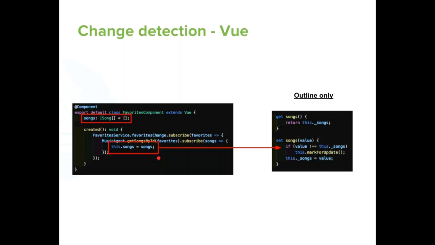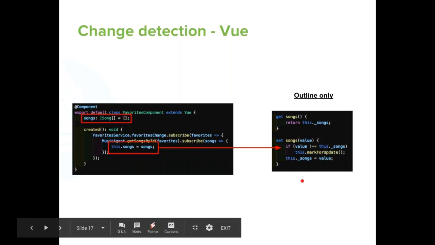But when you set the songs, here again, I was subscribing to favorites change and I obtained the songs asynchronously and I'm assigning something. This assignment would trigger this setter. And what this setter does is not only assign to the underscore songs the new value that you are assigning here, but it would also mark the component for changes. So that's how it works.